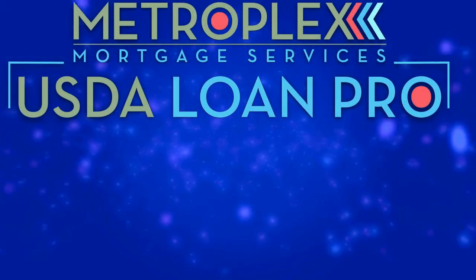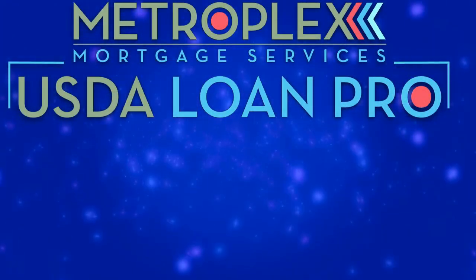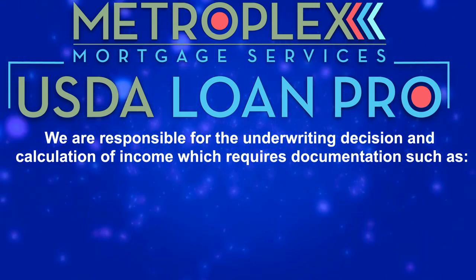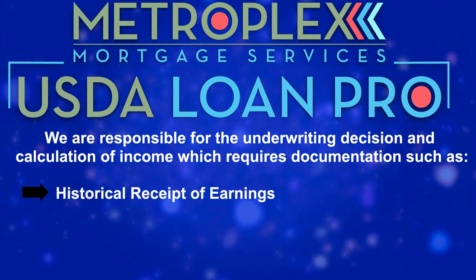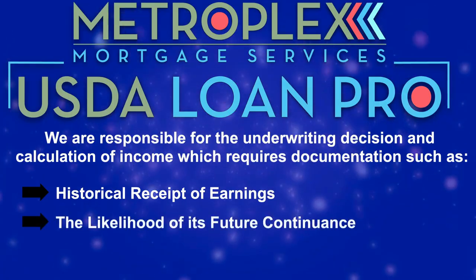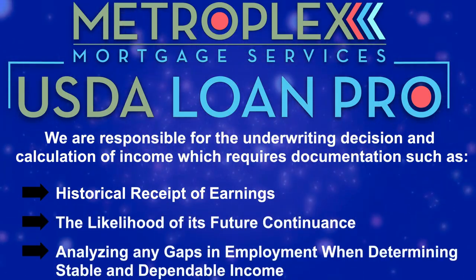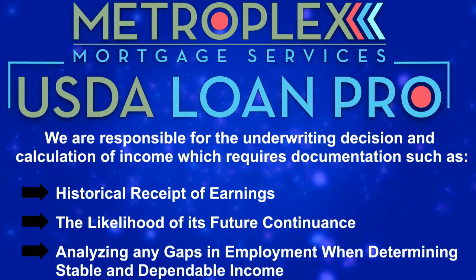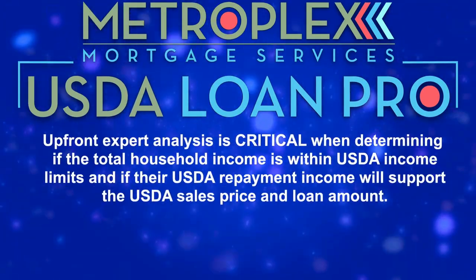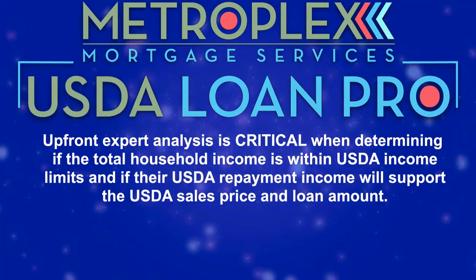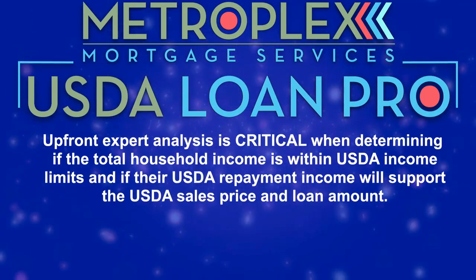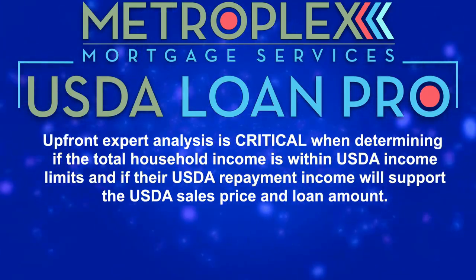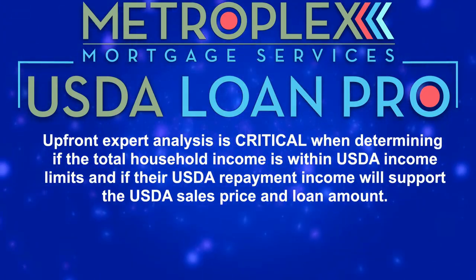As a USDA-approved lender, we are responsible for the underwriting decision and calculation of income, which requires documentation such as historical receipt of earnings, the likelihood of its future continuance, and the analyzing of any gaps in employment when determining stable and dependable income. In summary, upfront expert analysis is critical when determining if the total household income is within USDA income limits and if their USDA repayment income will support the sales price and loan amount.